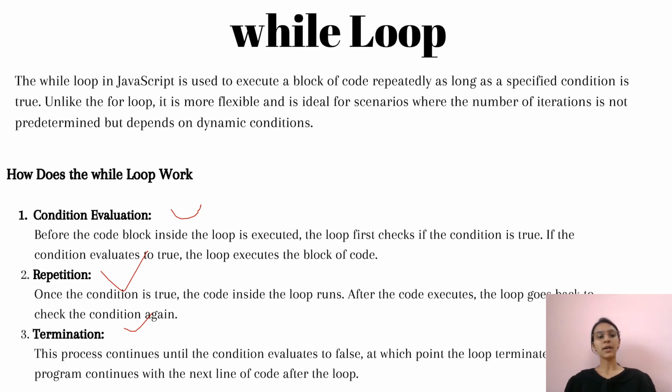Repetition. Once the condition is true, the code inside the loop runs. After the code executes, the loop goes back to check the condition again. Termination. This process continues until the condition evaluates to false, at which point the loop terminates. The program continues with the next line of code after the loop.